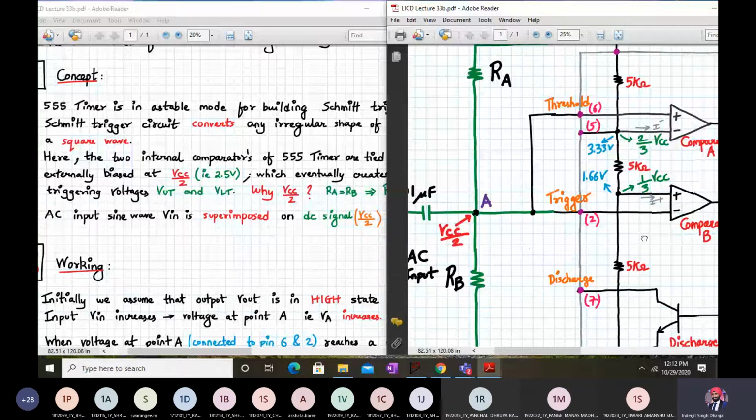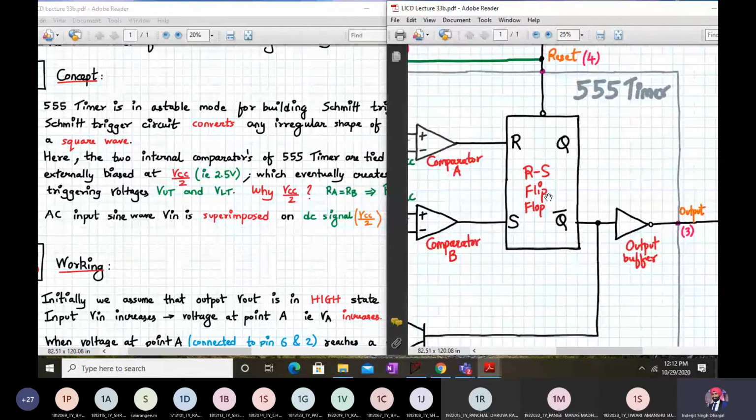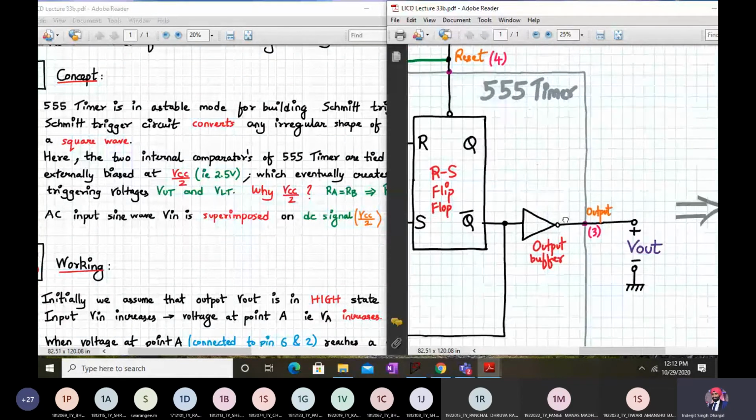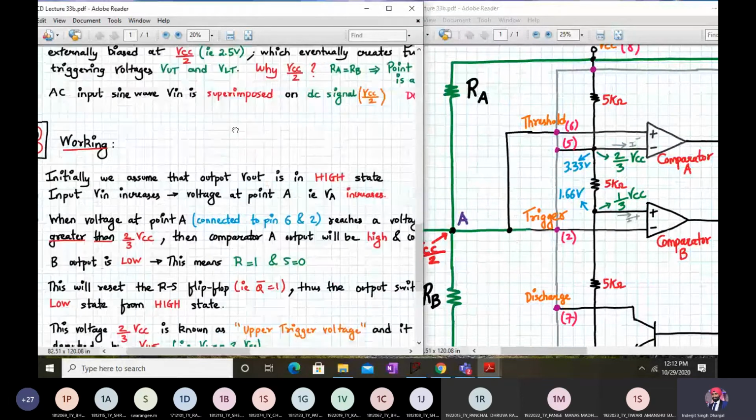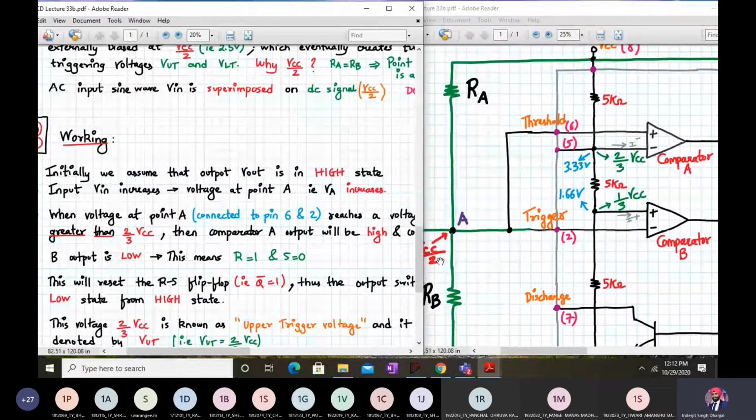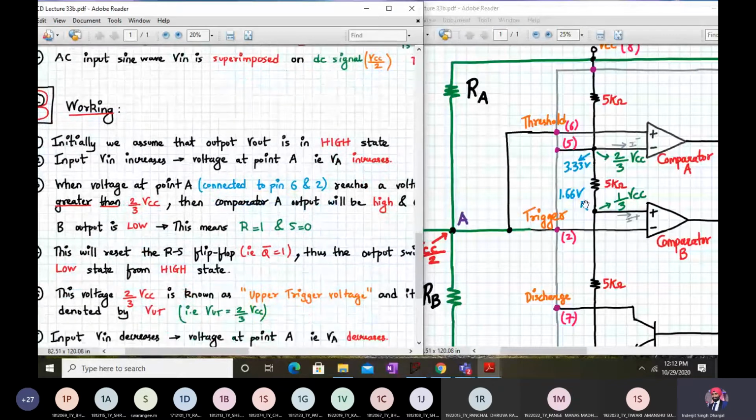So accordingly, the output state of my comparators will change, and if you see the functioning, the RS flip flop will be set and reset, and accordingly the output of the timer will change. Okay, so let us see this. Initially, we assume that the output is high, and Vin increases slightly, so the voltage at point number A will increase. Whenever the voltage at point number A reaches a voltage greater than 2/3 VCC, see over here, pin number 5 is intact. This is 2/3 VCC only. So right now pin number 6 is increasing.